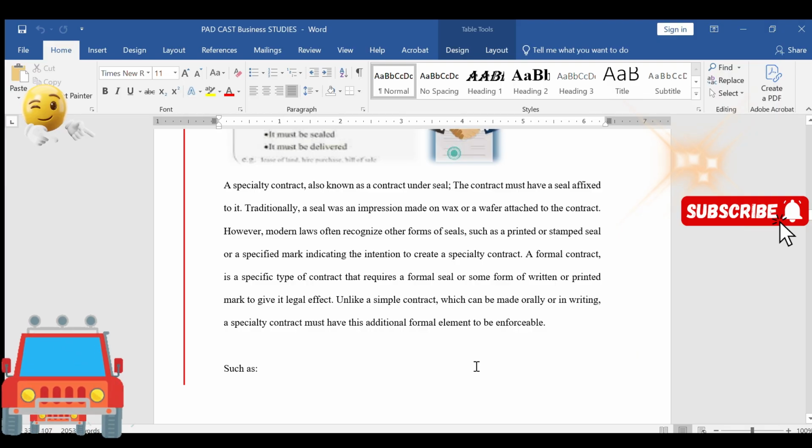Unlike a simple contract, which can be made orally or in writing, a specialty contract must have this additional formal element. Let's read again. A specialty contract must have this additional formal element to be enforceable.